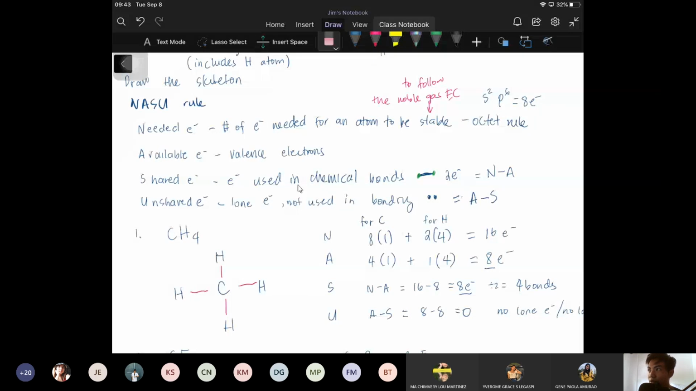Shared electrons, these are the electrons used in chemical bonds. Each chemical bond uses 2 electrons. So yan, dalawang electrons for one chemical bond. How to determine the number of shared electrons? You just subtract the available from the needed. So by subtracting them, you can get the shared electrons. If you want to determine the number of bonds, you have to divide it by 2 lang.